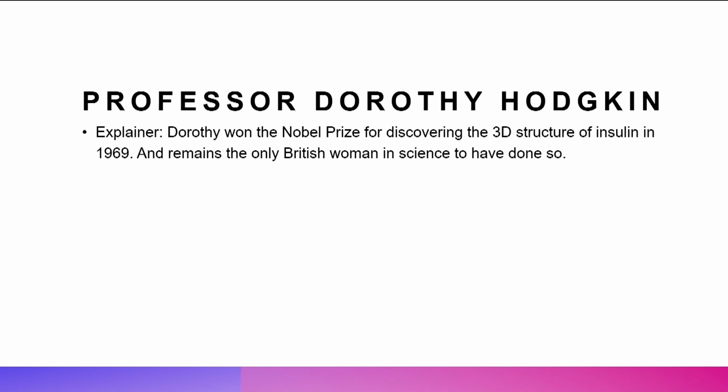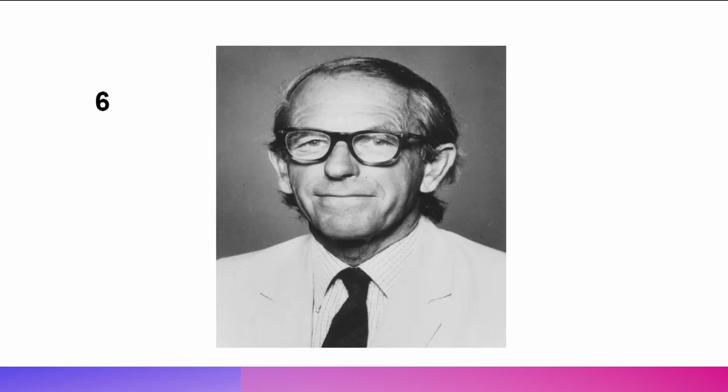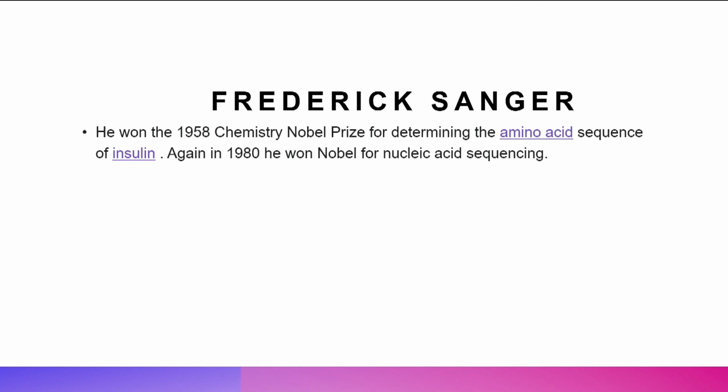For team G. You want to attempt it? Sanger. Correct. Very correct. He is Frederick Sanger, who received two Nobel Prizes, first in 1958 and then in 1980, both for sequencing, first for sequencing insulin and second one is for sequencing nucleic acid.